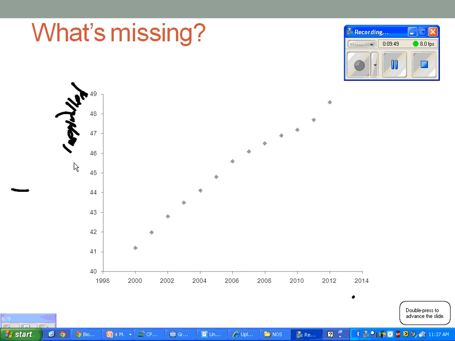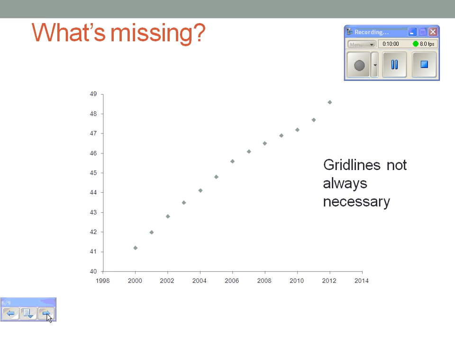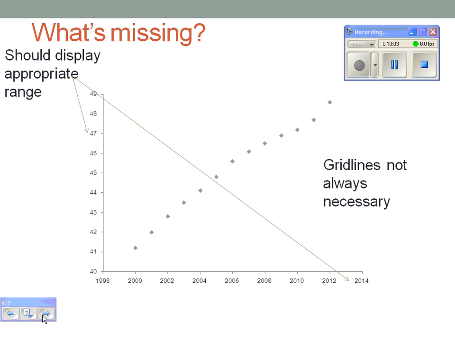So the three things are label the axis with units, make sure the axes are appropriate, make a title, do a line of best fit if you can, if it's appropriate. Okay. Oh, now we have to go through all of this again.